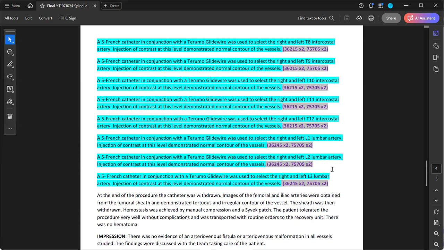Any vessels that are above the diaphragm are coded with 36215. So all of the thoracic vessels are above the diaphragm. And then any vessels below the diaphragm are going to be coded with 36245. So that's why we see the difference in code. However, note the same coding convention applies. You assign the code once for each individual artery catheterized, and then we also have the imaging code as well.